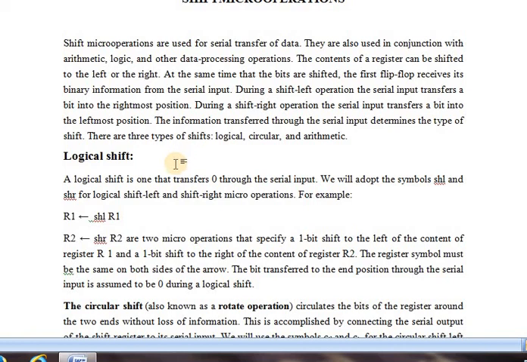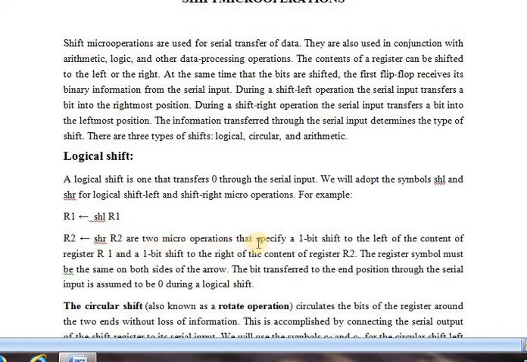A logical shift is one that transfers 0 through the serial input. We will adopt the symbols SHL and SHR, that is, SHL stands for shift left and SHR for shift right, for logical shift left and shift right micro operations. For example, SHL means shift left: the content of R1 is transferred to R1, and here also the content of R2 is transferred to R2, but it performs shift left and shift right.